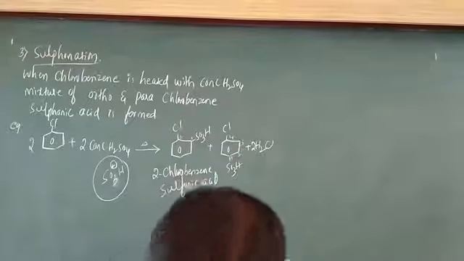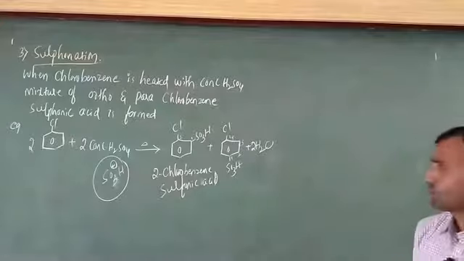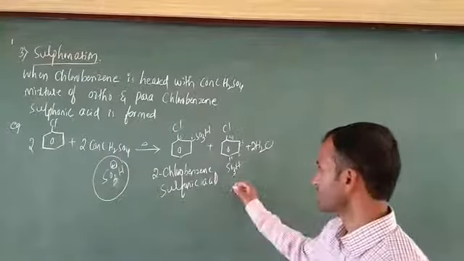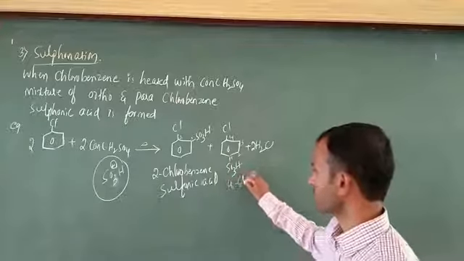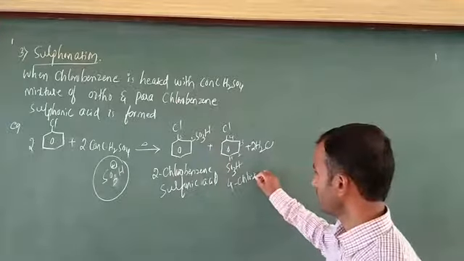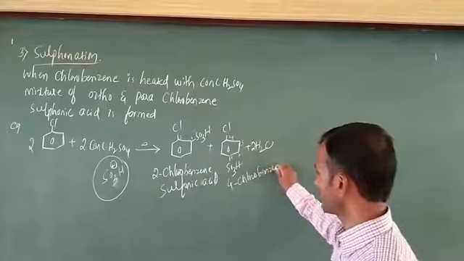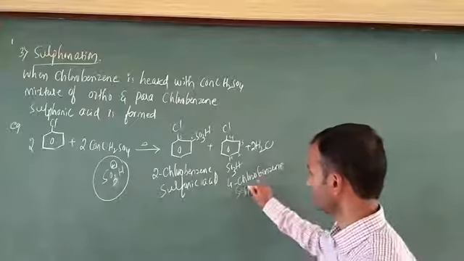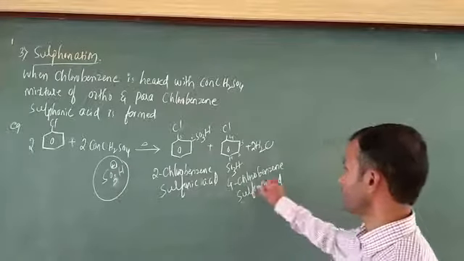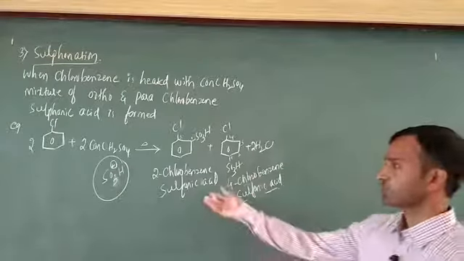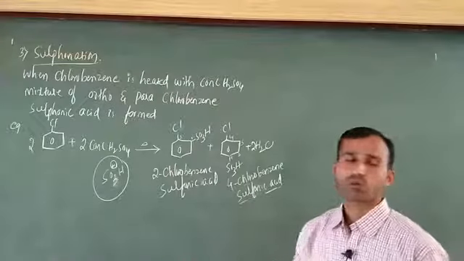2-chlorobenzene sulfonic acid. The next one here is 1, 2, 3, 4. In this case, the IUPAC name is 4-chlorobenzene sulfonic acid. Okay, 4-chlorobenzene sulfonic acid, and this is 2-chlorobenzene sulfonic acid. These two are what product?